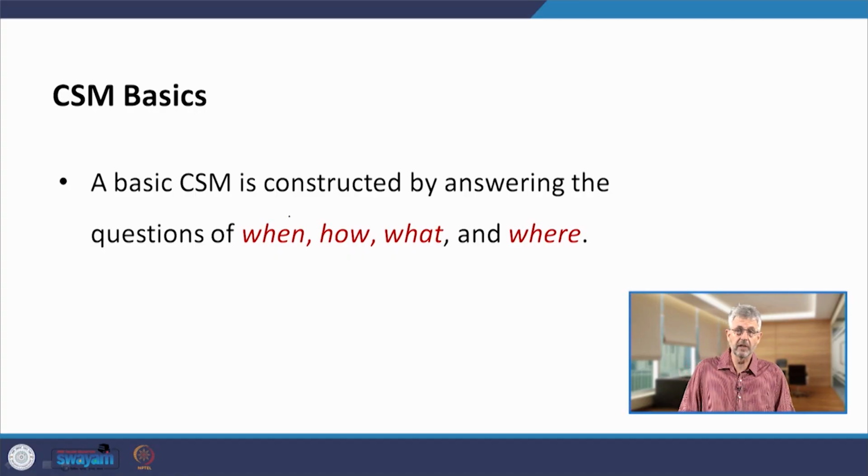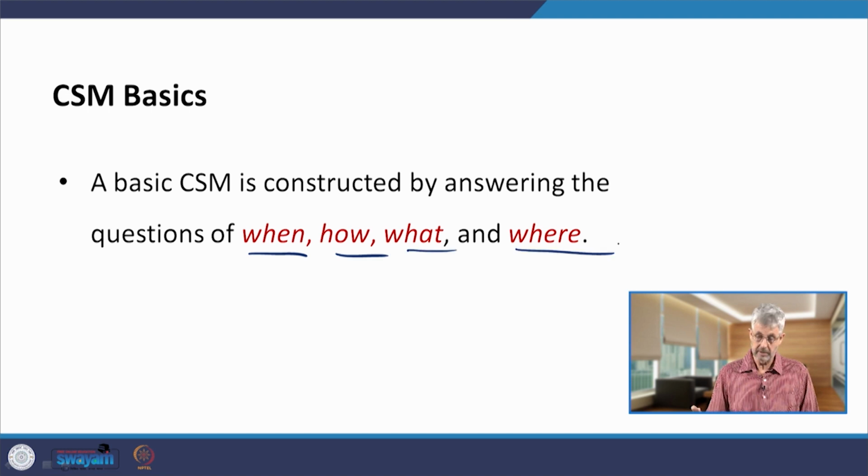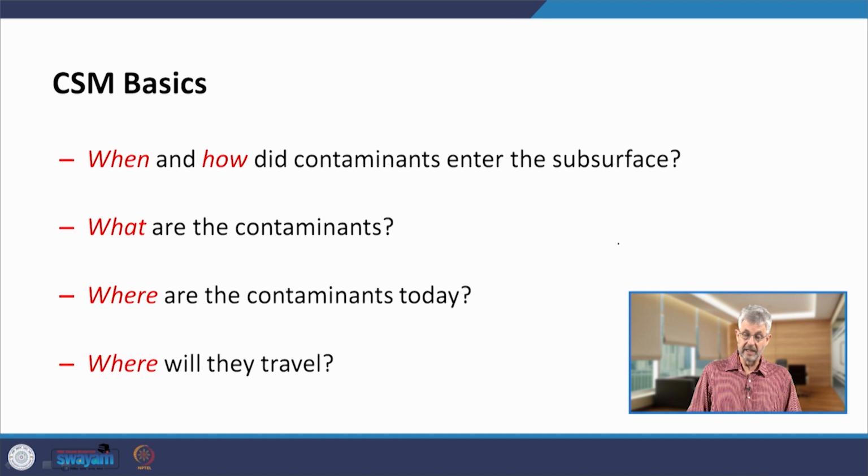So the basics of a conceptual site model is constructed by answering basically four questions: the when, the how, the what, and the where. So the when and how is about where did contaminants enter the subsurface. The what is, what are the contaminants of concern? And where do these contaminants reside today? And most important, where will they travel in the future? Next, I will go over all of these four questions one by one and give some comments to better understand the when, how, what, and wheres.